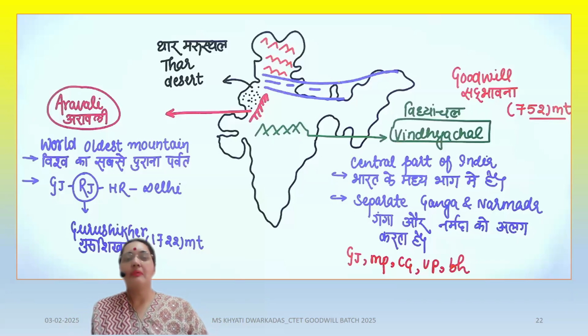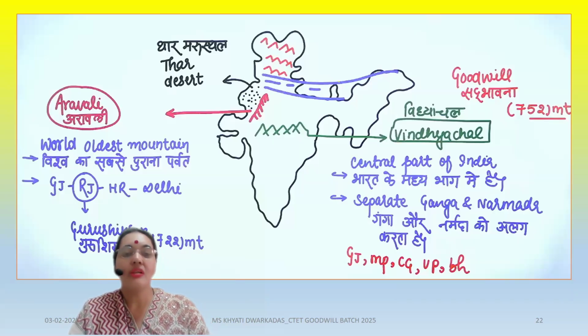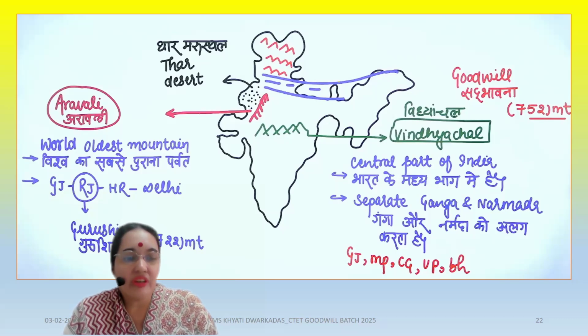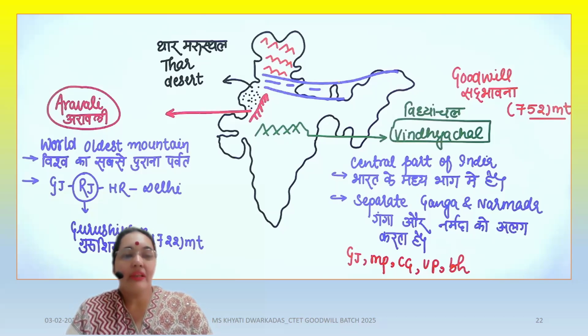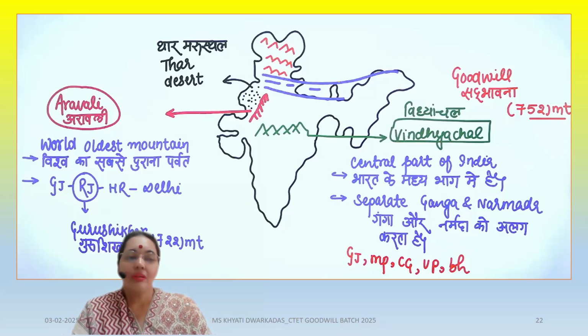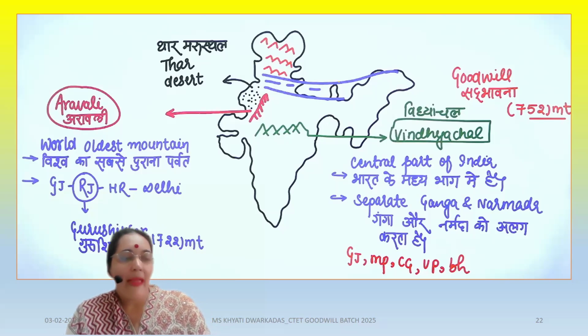So let us start with some of the most important mountain ranges. Now, the first one that we deal with is the Aravalis. You can see them marked in red over there. They are the world's oldest mountain ranges, and you can see that they are in the states of Gujarat, Rajasthan, Haryana, and Delhi. The Aravali range starts at the border of Gujarat and Rajasthan. It passes through entire Rajasthan, it goes into Haryana, and it reaches Delhi.